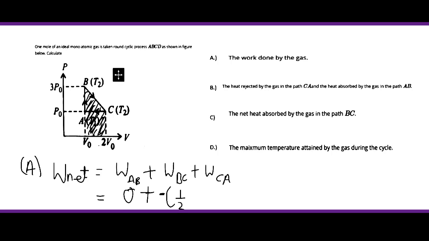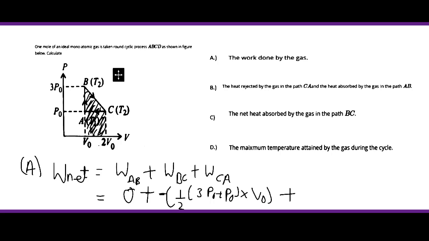So half into the area of the trapezium is half into the sum of the parallel sides, that is 3 P naught plus P naught, into the distance between them, that is V naught. So this is the whole magnitude with sign of the work done in the process B to C.